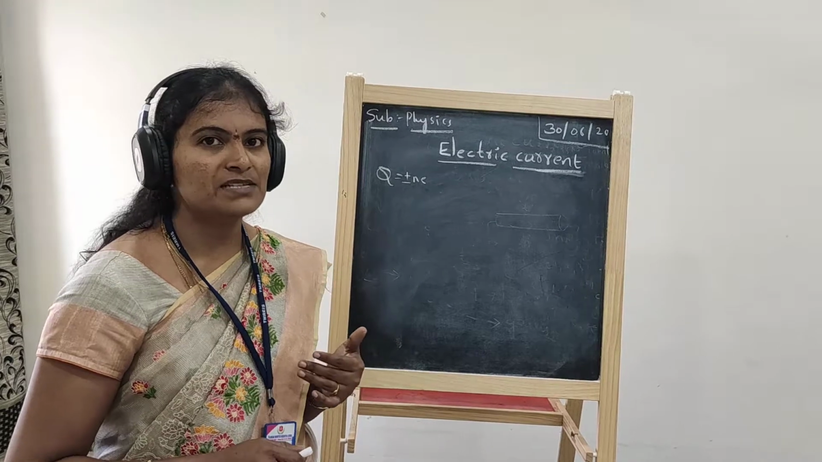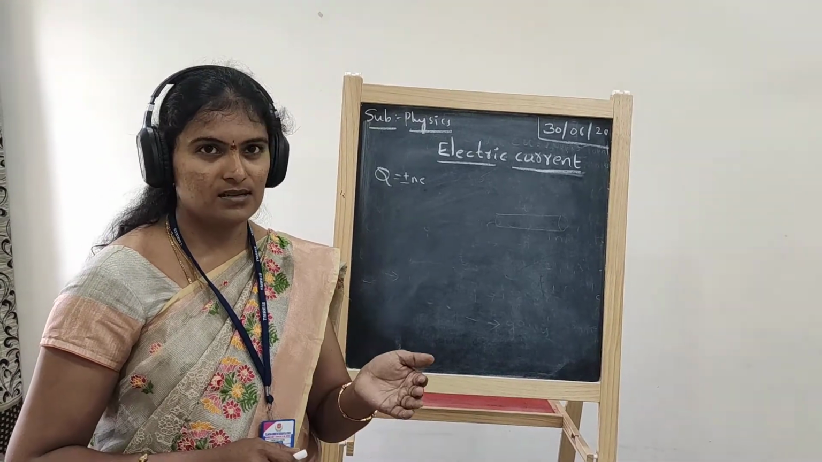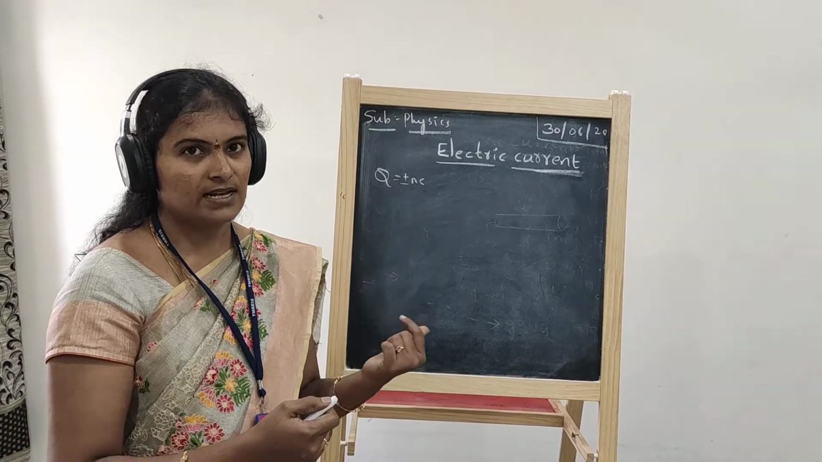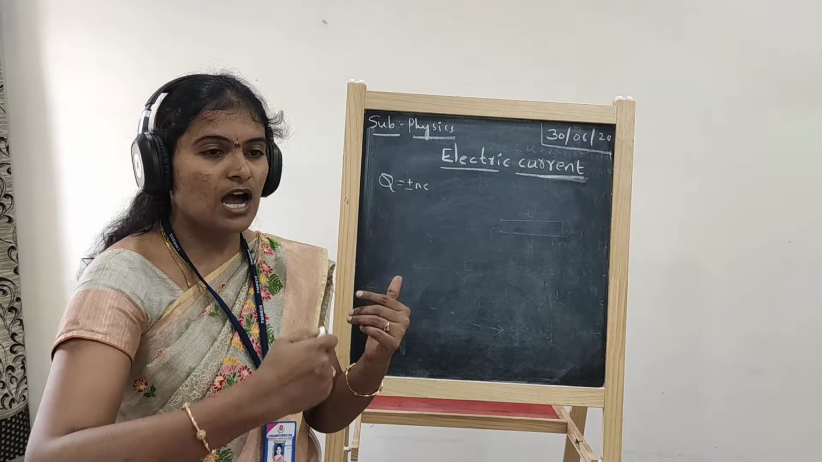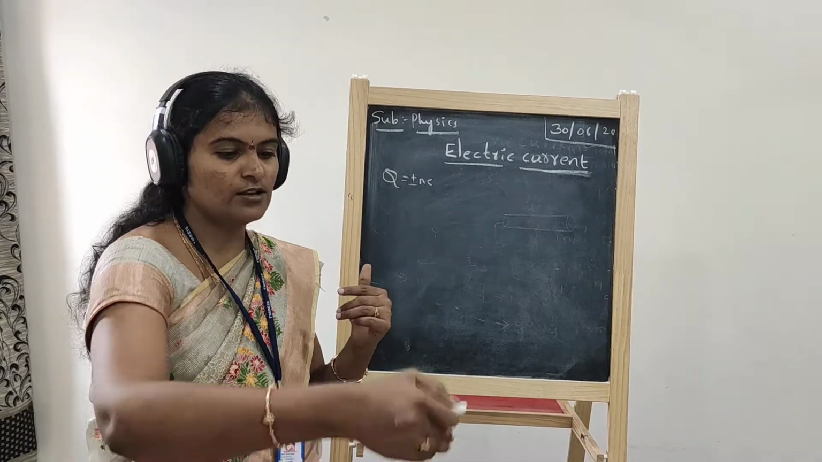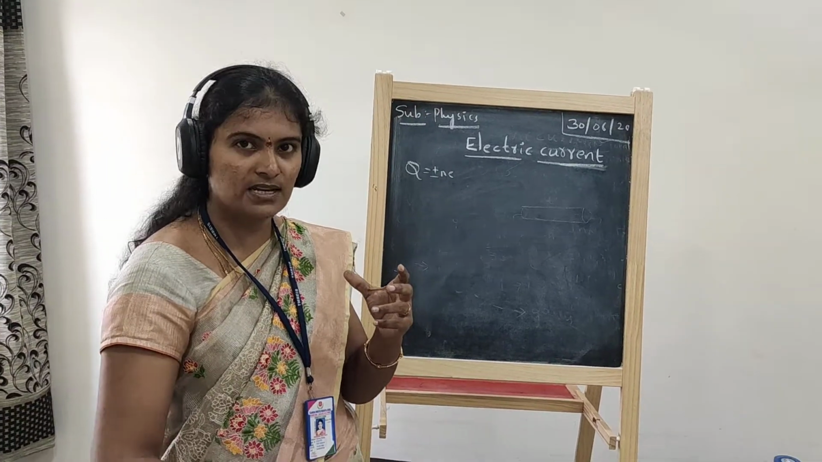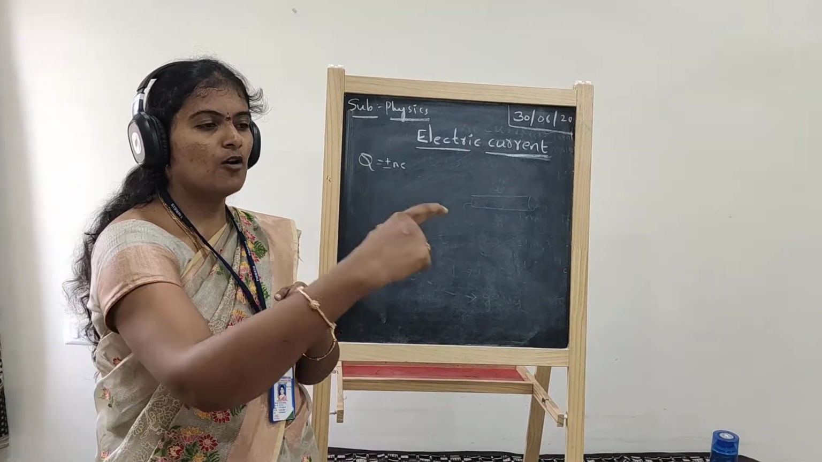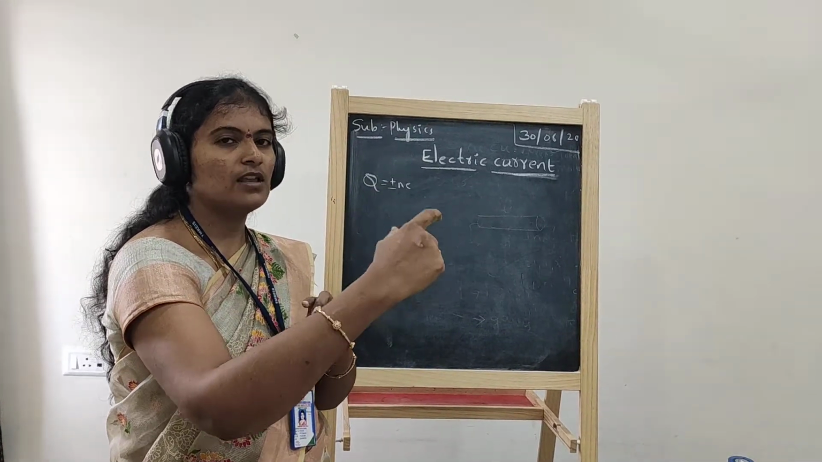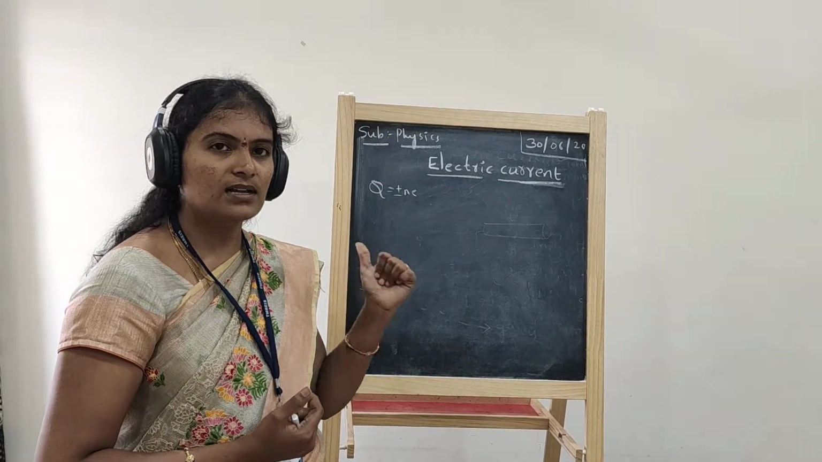And next, current. What is meant by current? Rate of flow of charge, or the charge per unit time, that causes current. Charge per unit time means how many electrons are passing through a particular area of cross section in a given time, or in 1 second. In 1 second, how many electrons are crossing the given area of cross section, that gives the value of current through the conductor.